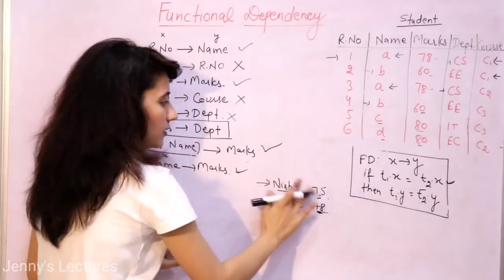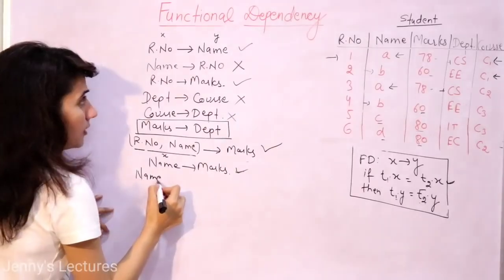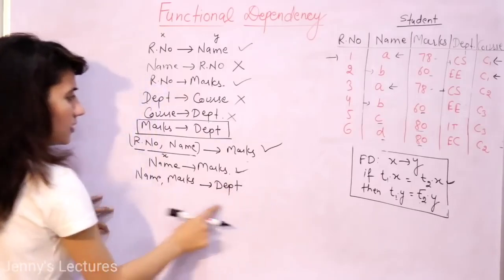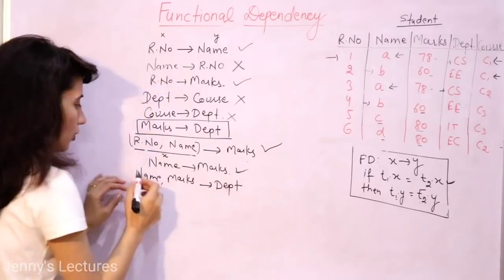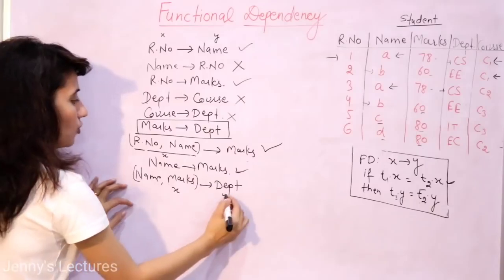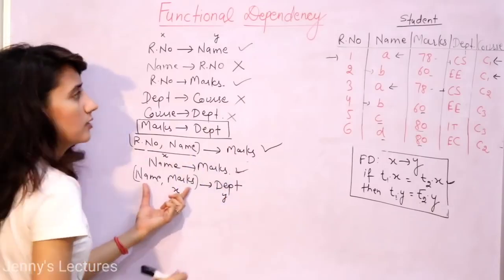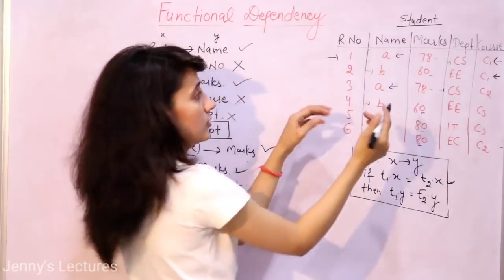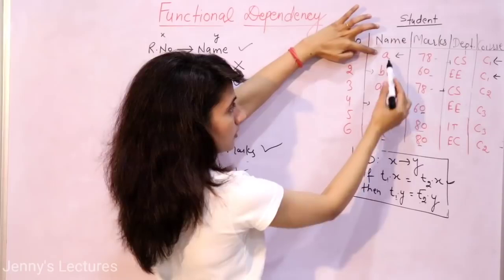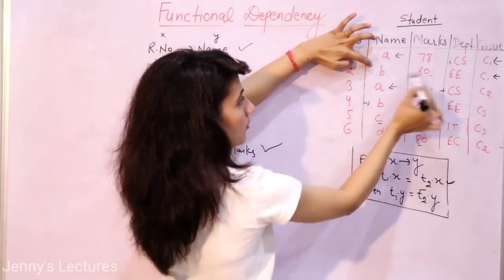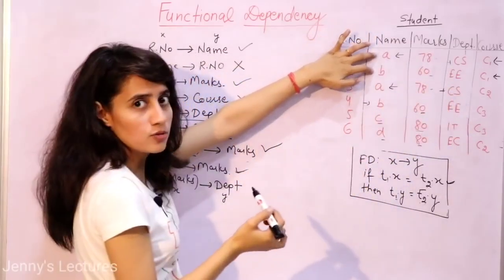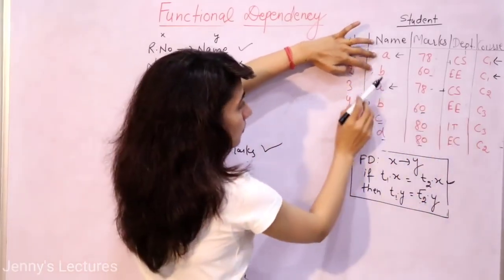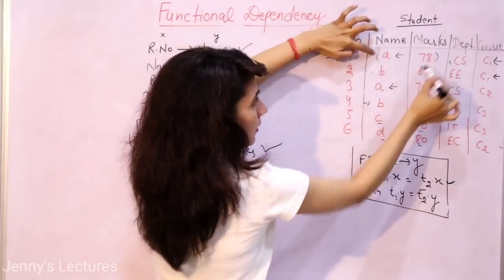So this is the case here. Now suppose I am taking name, marks determine department. Is this a functional dependency or not? Now this complete part is X and this is Y. Name and marks, this complete. Take any two tuples and check the values. Suppose this and this: here the combination is A78, here B60. So the value of X for the two tuples is not the same, no need to check the Y value, we don't care about Y value.